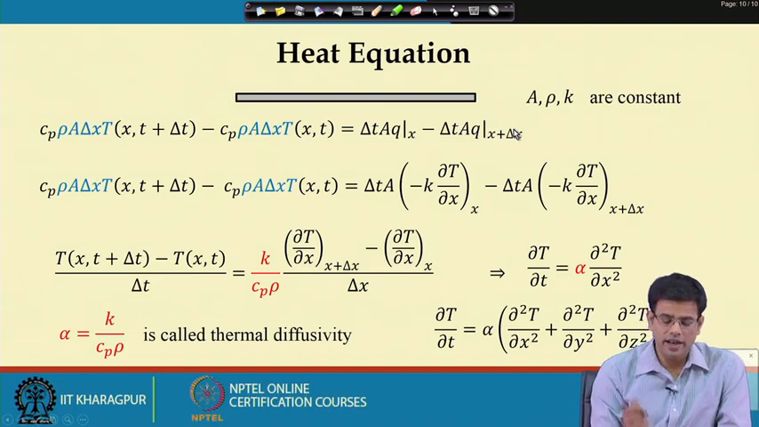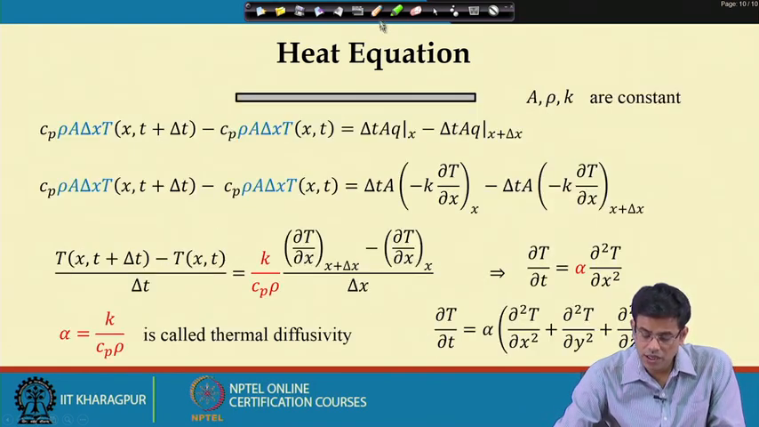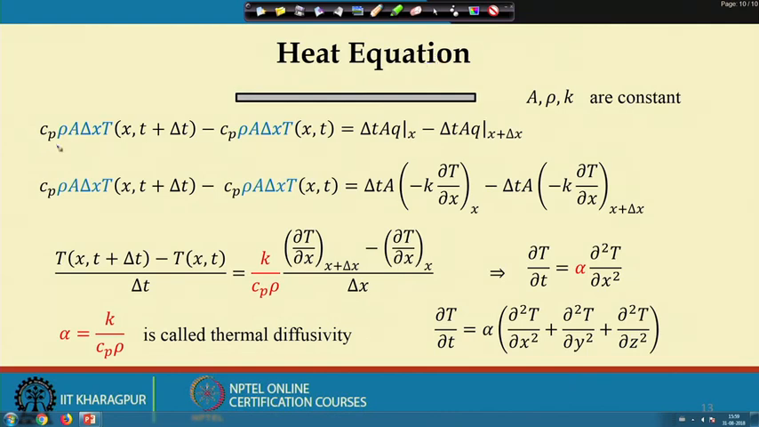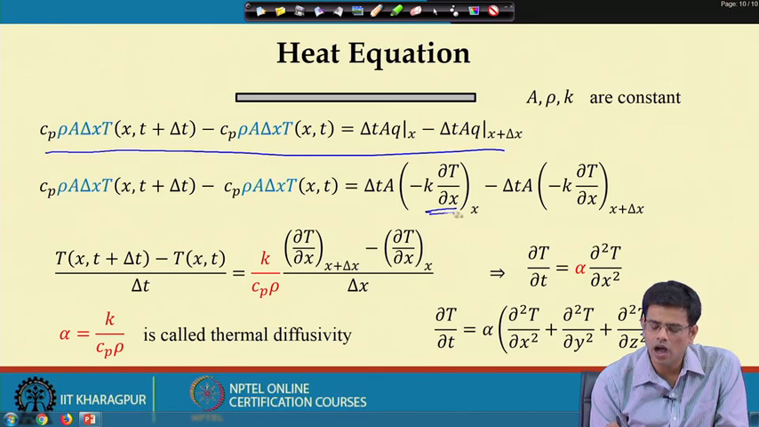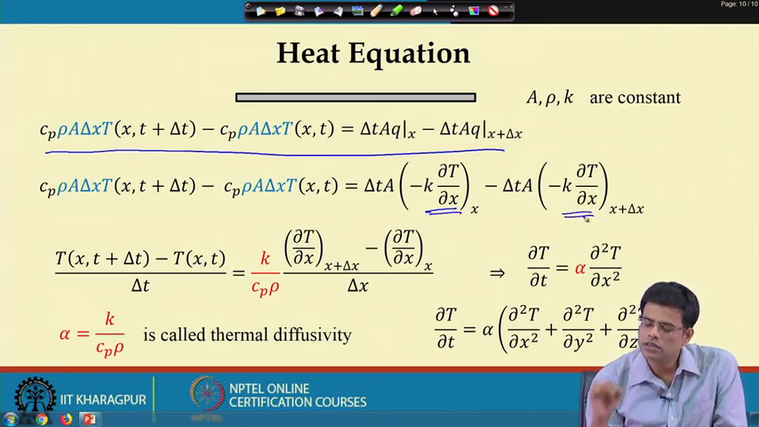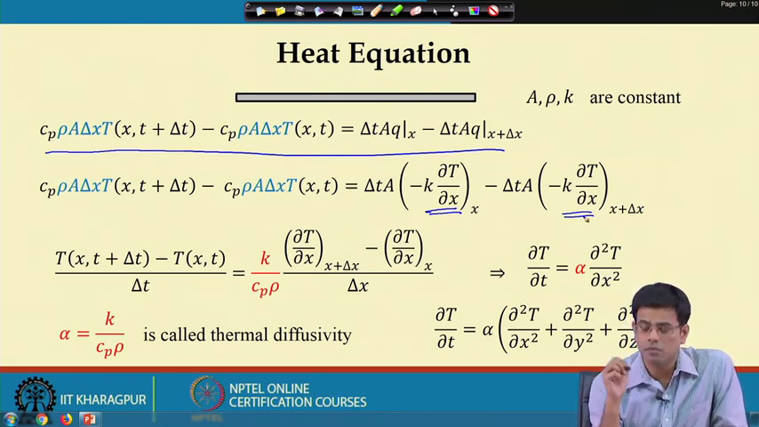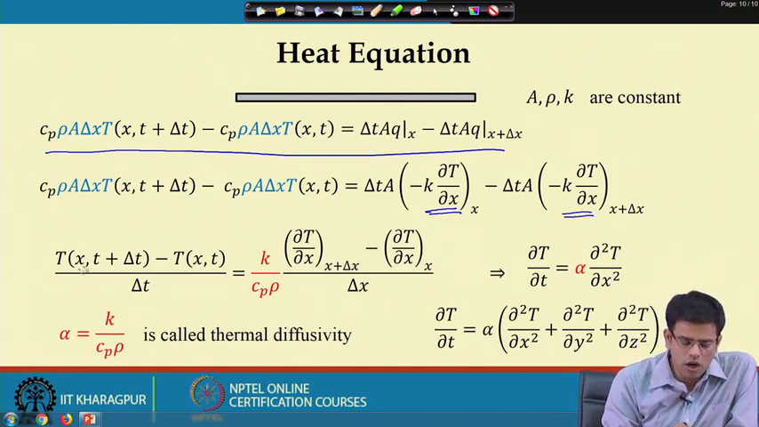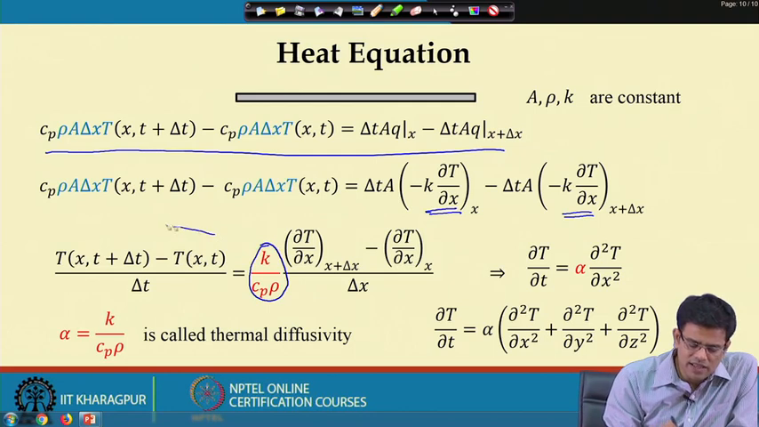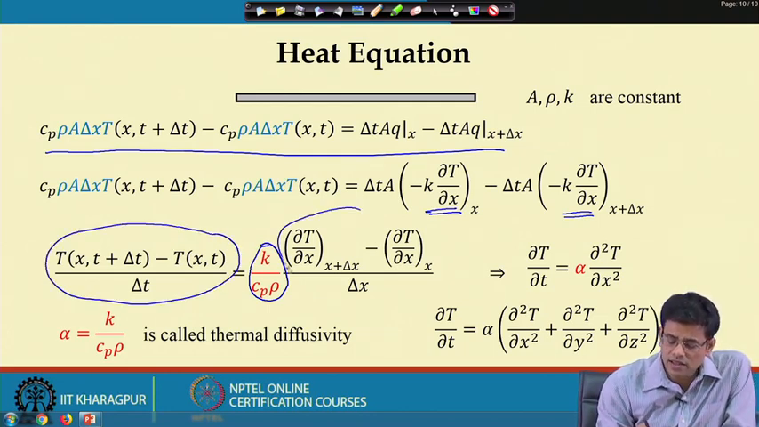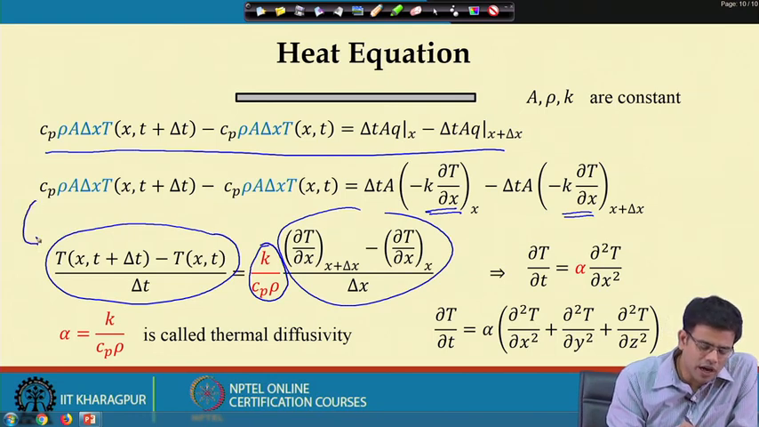differential form, then after doing some modification we can get the heat equation. For instance, if I now use this equation and substitute q equals minus k delta T delta x, which is the Fourier law, then minus k delta T delta x at x minus k delta T delta x at x plus delta x. Now, after some manipulation we get this coefficient, and this is the quantity I get. So, this is coming from here after some manipulation.